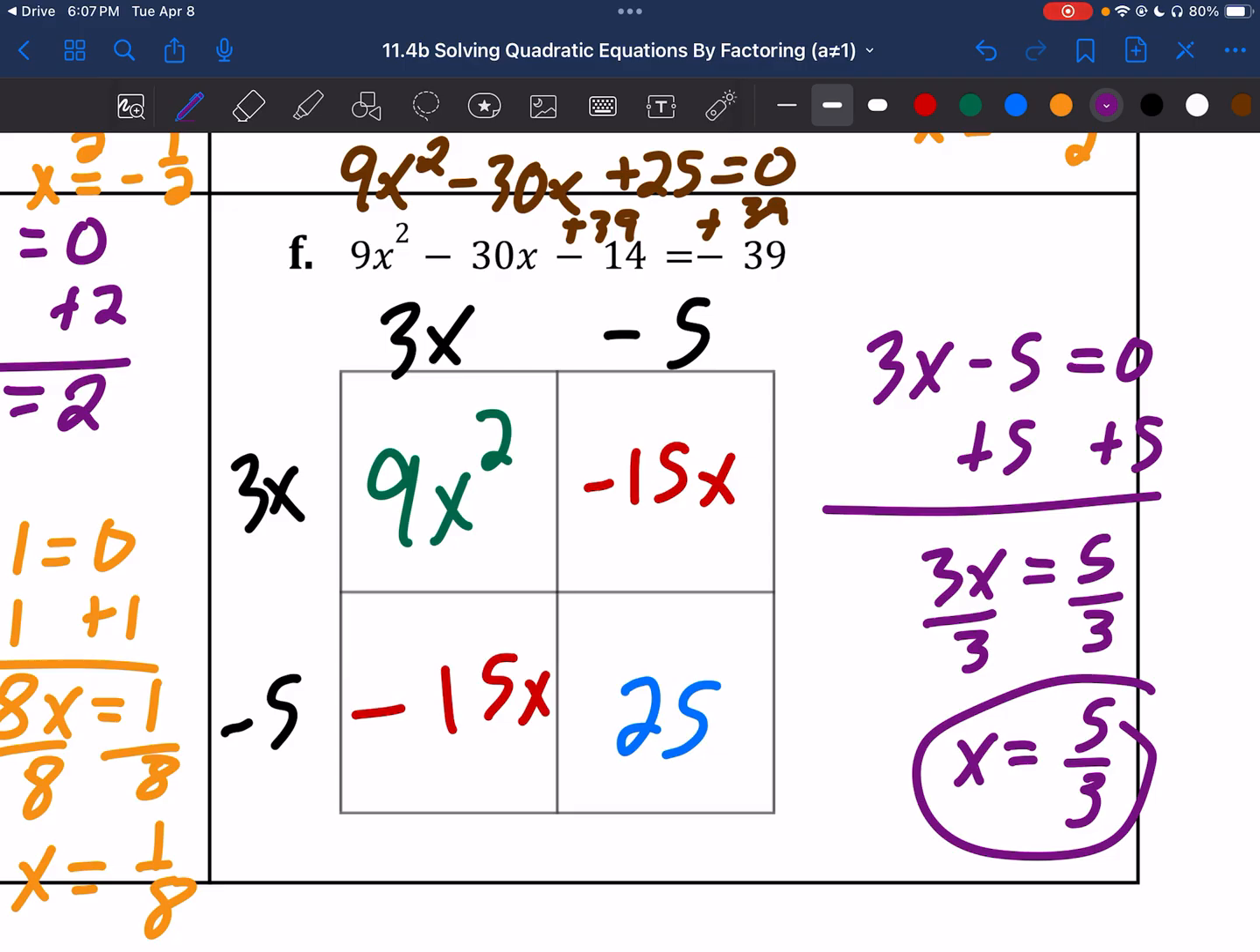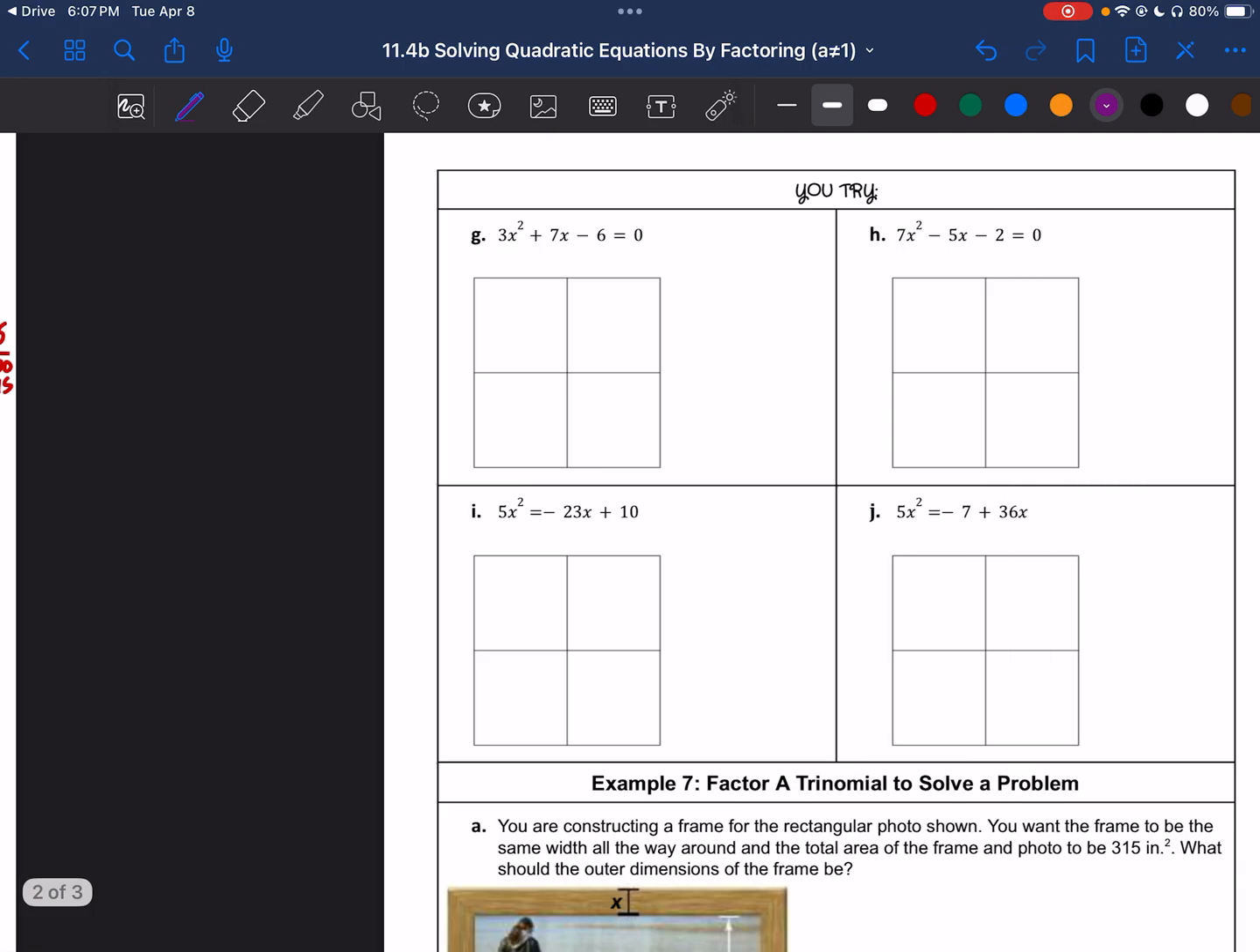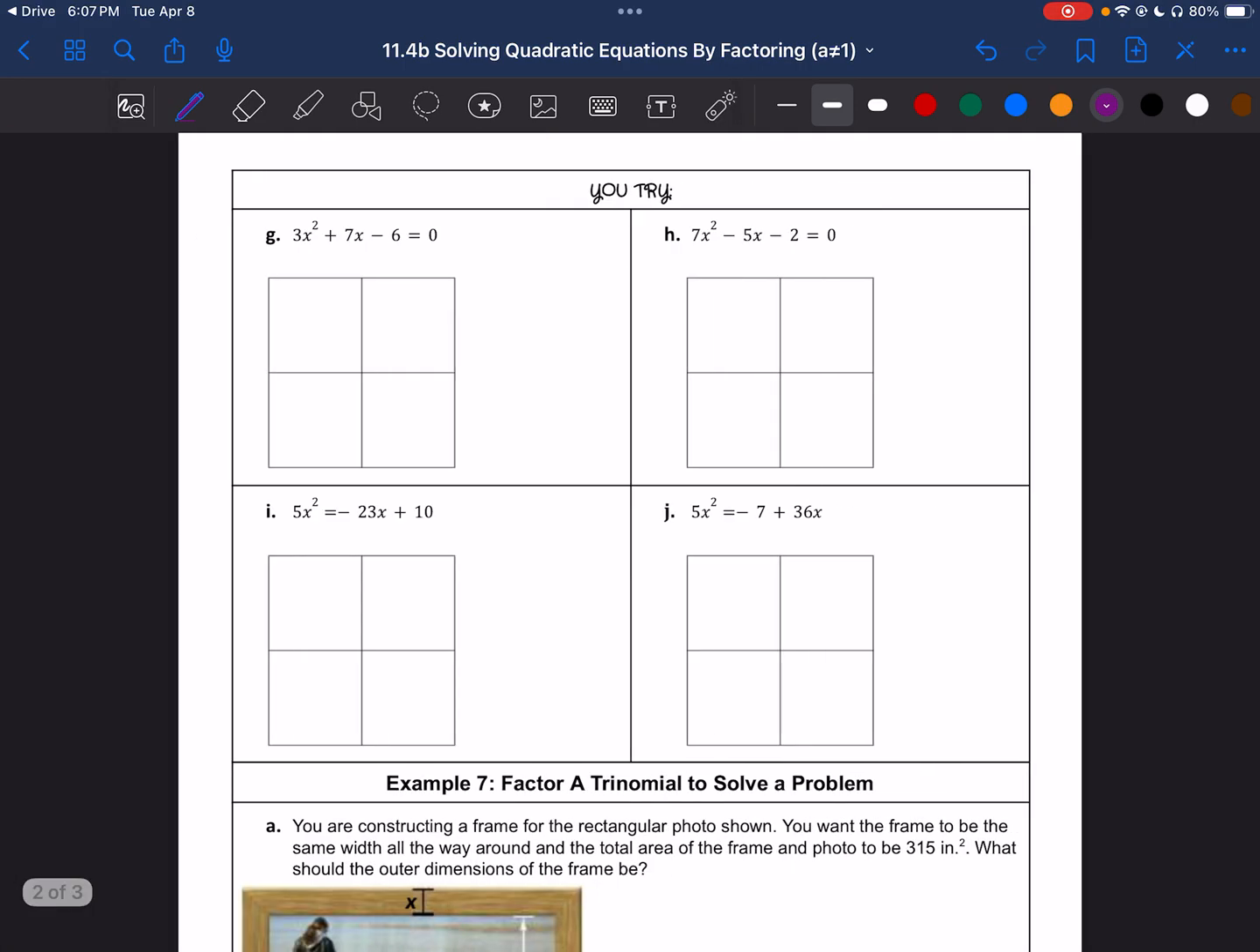All right, so let's go to the next page. And you have 4 you-try problems for you. You'll notice your last 2 are not set equal to 0, so you need to do that first before you can factor. You need to set it equal to 0. So solve these 4, letters G through J, and then check your work against mine when you're done.